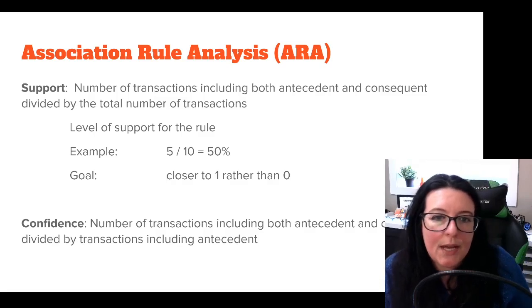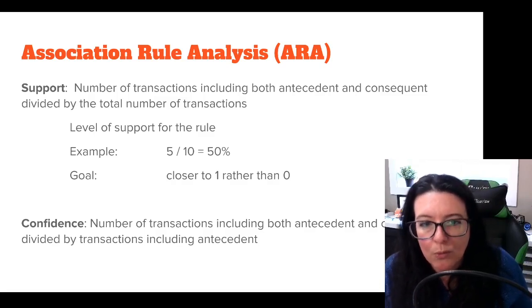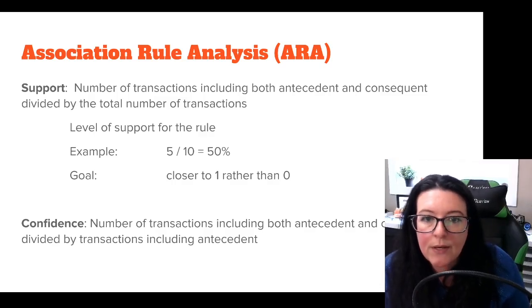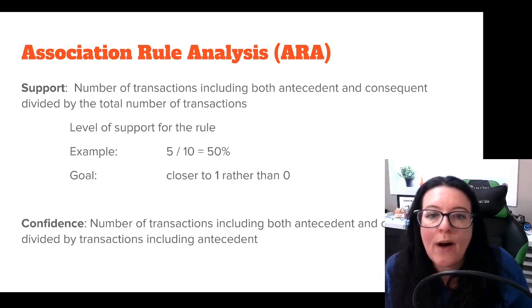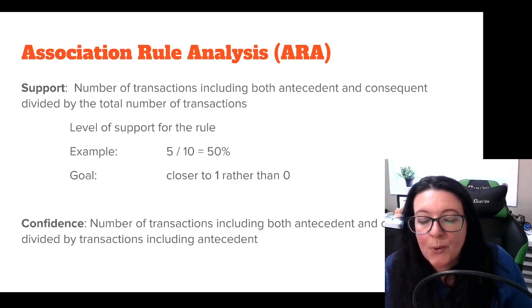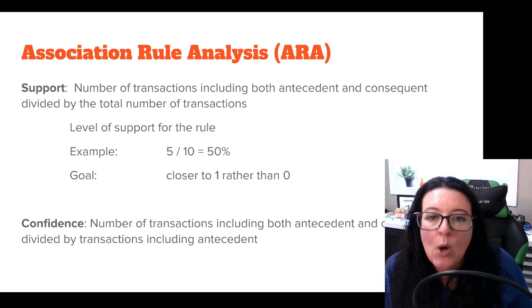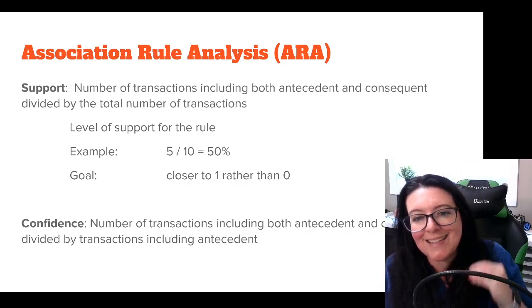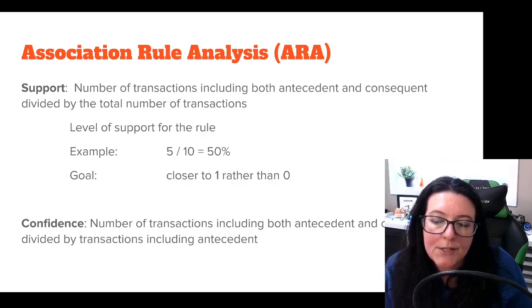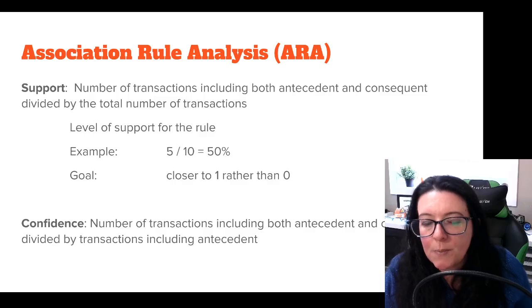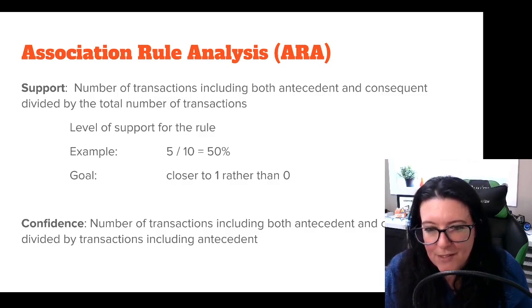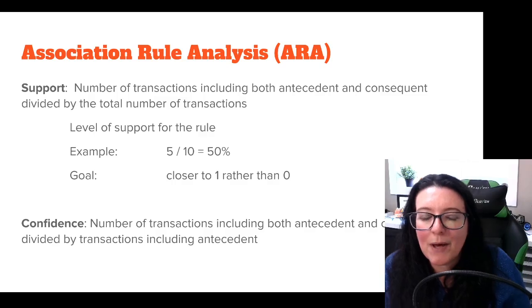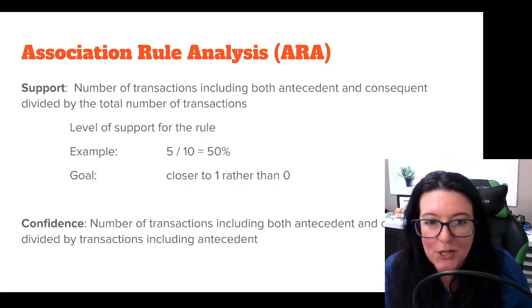When you look at your association rule, we look at the level of support for the rule. To find support, we look at the number of transactions that included both the antecedent, bought the shampoo, and the consequent, bought the conditioner, divided by the total number of transactions. So in this case, there were 5 times out of 10 when people bought both shampoo and conditioner. When you look at creating an association rule, you want the support to be close to 1 rather than 0. In this case, we're only at 50%. A higher level of support is a better rule. It's more helpful for the organization.